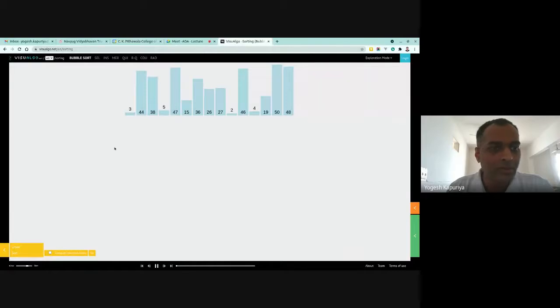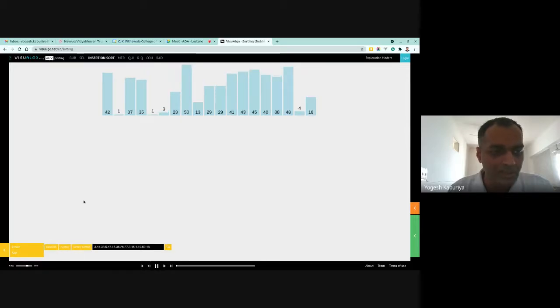So this is a very nice platform for understanding the sorting algorithm, visualgo.net. I have already put it on my classroom. So you can just go to this platform and visualize and understand the various algorithms. So let's say we are trying to understand an insertion sort.